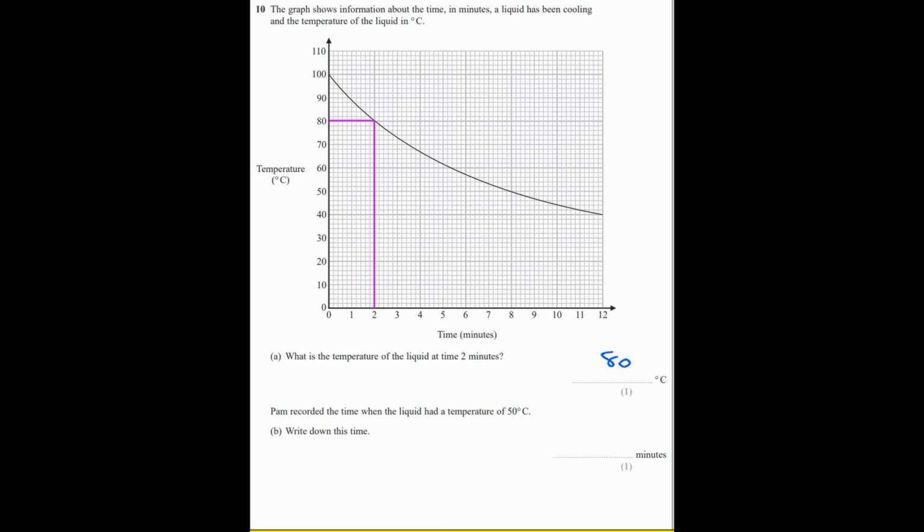We do a similar thing but in the opposite direction for part B. It says Pam recorded the time when the liquid had a temperature of 50. So now we're looking for a temperature of 50 here. This time we're going to draw the line in this direction until we meet the line. Again, be as accurate as you can, and if we bring it down we see that 50 was after 8 minutes. So 8 minutes is our answer.